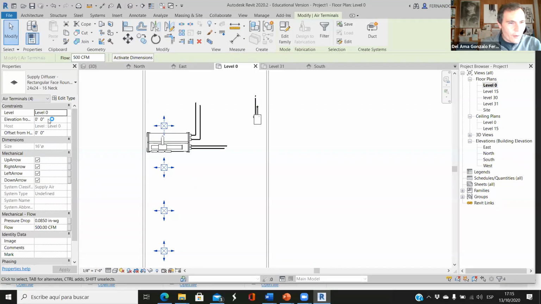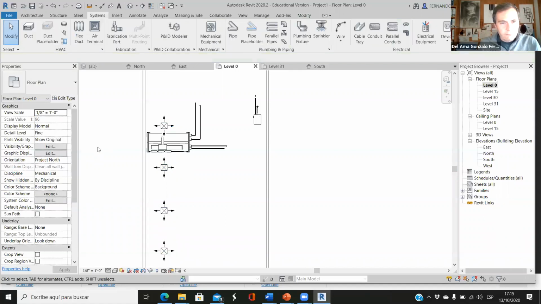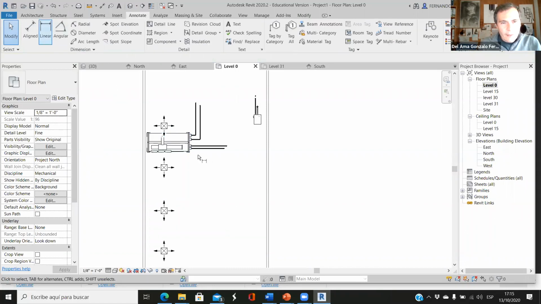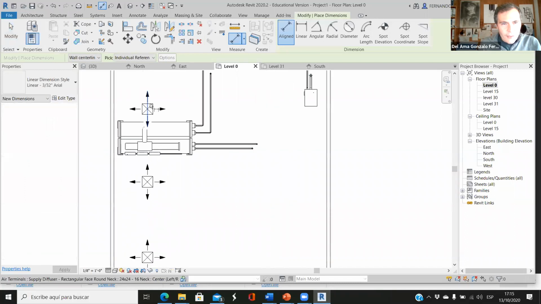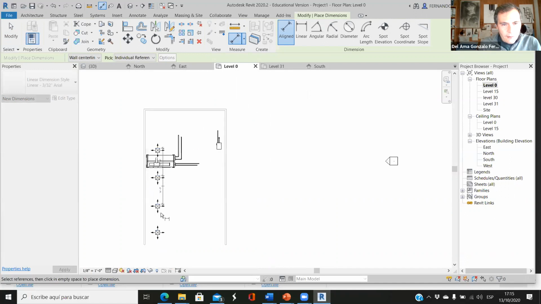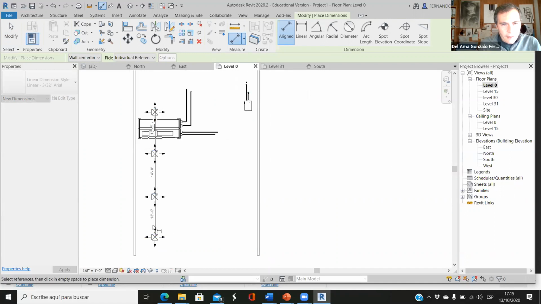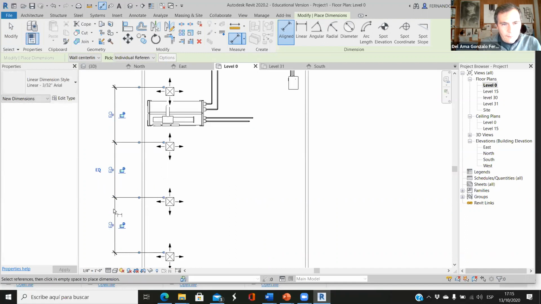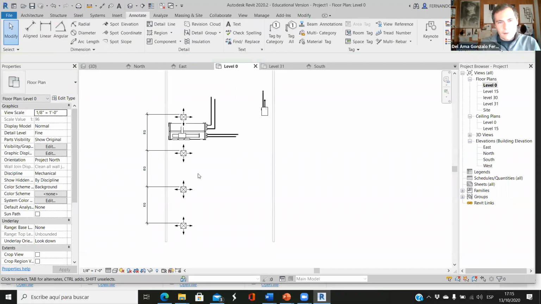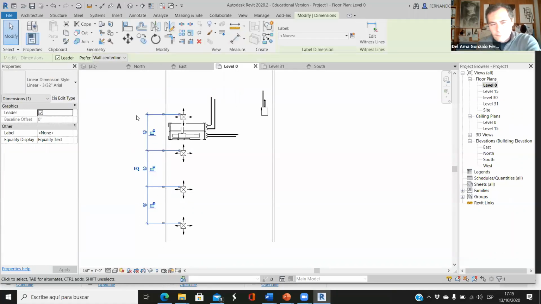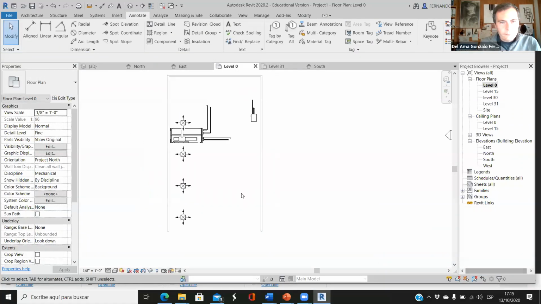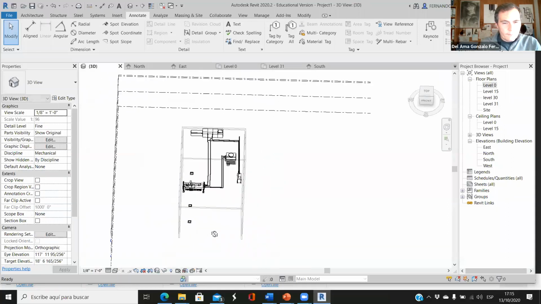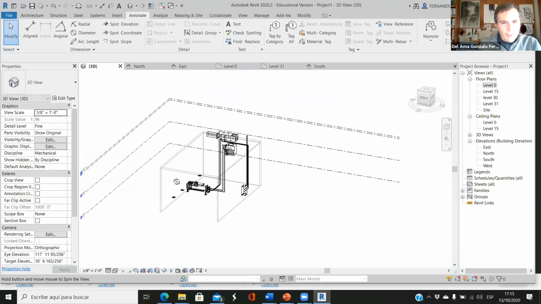First we need to check the elevation. So the elevation from level is 0 now. So let's make it 9. I don't remember if I told you 9 or 10, doesn't matter. Let's make it 9 now. Then we have to annotate. So we annotate this distance, this, and this. Then we click here, and now they all have the same distance. And now on the 3D, yeah, it's good.